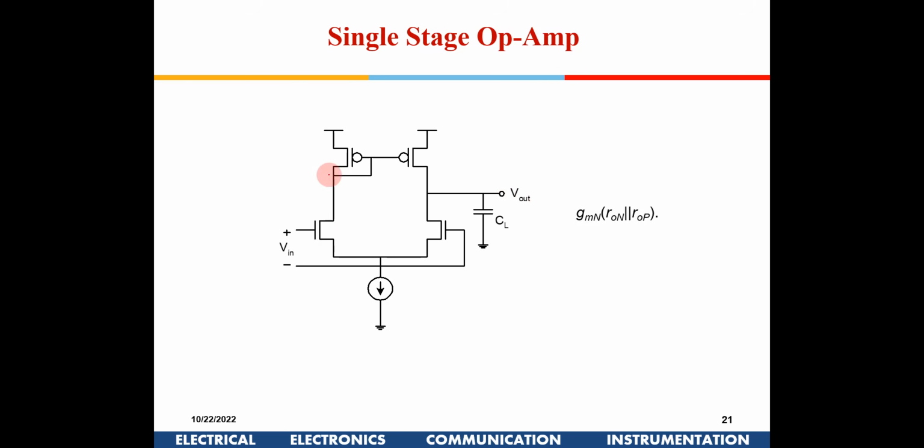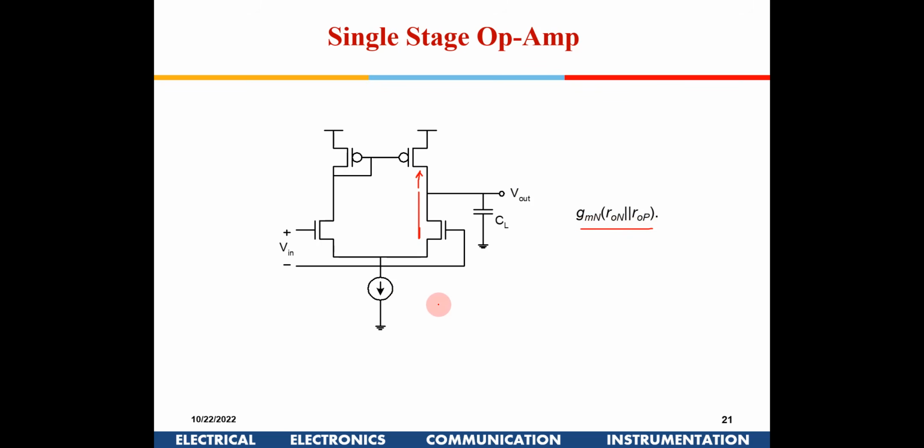Now let's see. First, to make an op-amp, this is just a differential amplifier. If I consider this as an op-amp, obviously the gain will be gm into Ro. This is N, this is P. So this we saw, the differential. So what will be the drawbacks?